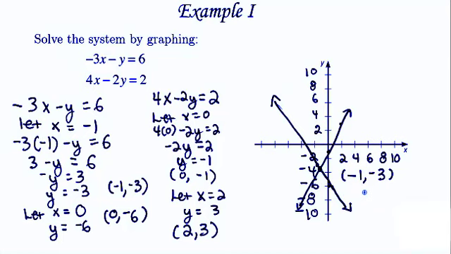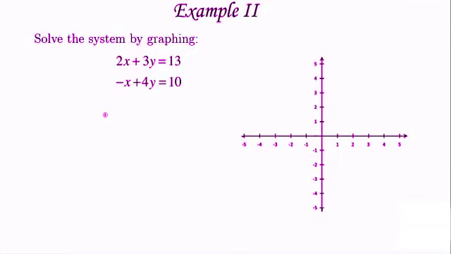So here I have one solution. I have a single solution. X is -1 and y is -3. Both these equations will be true. Again, in order to graph, I've got to find some points. So working with the first equation, 2x plus 3y equals 13. First, I'm going to let x equal -1.